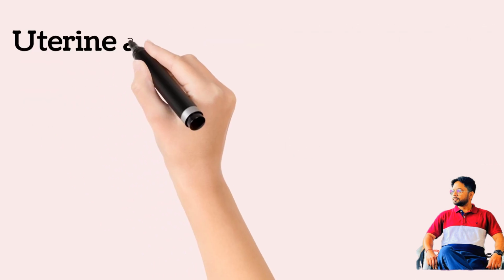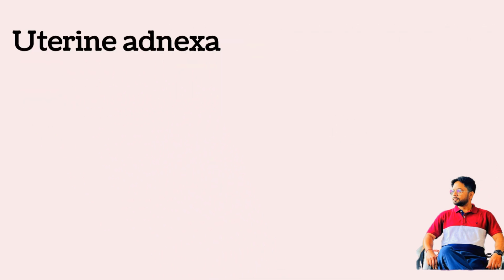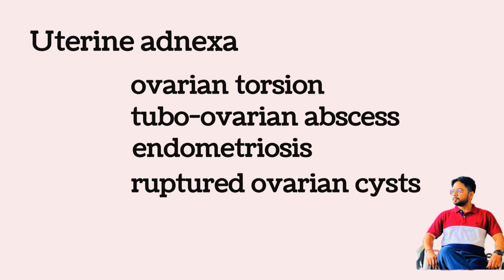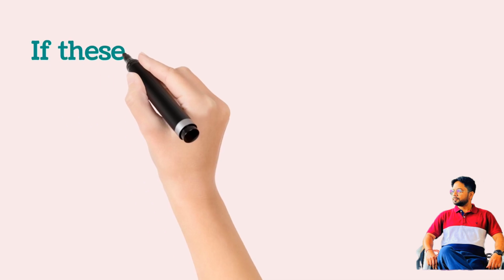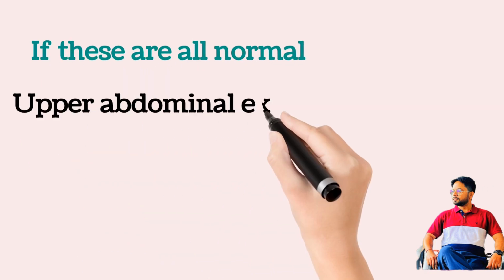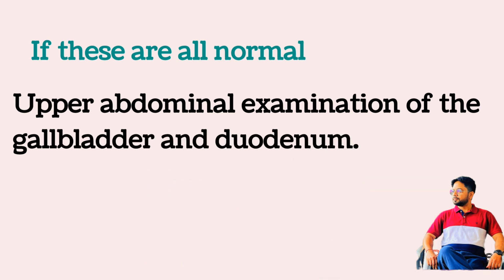In female patients, the uterine adnexa should be examined for any evidence of tubo-ovarian or salpingeal disease, such as ovarian torsion, tubo-ovarian abscess, endometriosis or ruptured ovarian cysts. If these are all normal, attention should be turned to the upper abdomen for examination of the gallbladder or the duodenum.